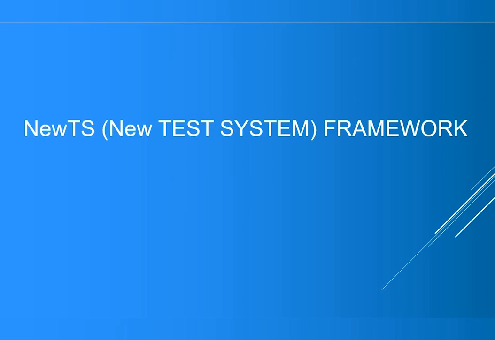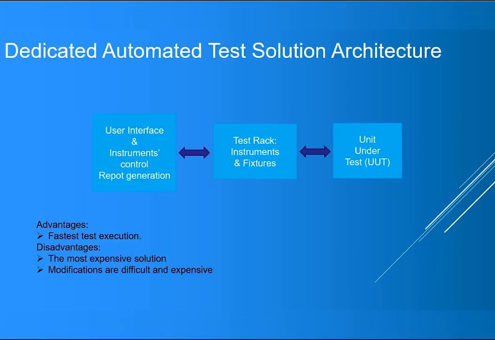This video is intended to introduce the new automated test system framework. It seems reasonable to review existing automated test system architectures employed by various industries. The dedicated automated test solution architecture is the classical. Here, software or an application provides the interface to the user, instrument control, sequence of test execution cases, and report generation.